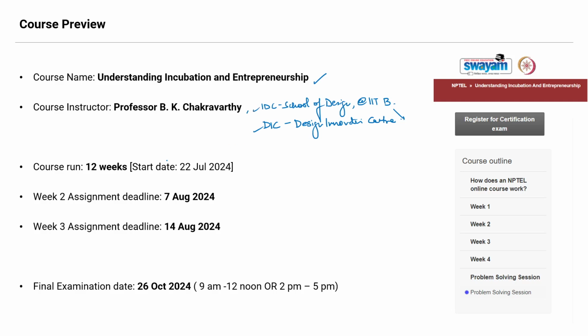All right. And as we have already mentioned, the course run is 12 weeks, started on July 22nd. The deadlines are important. The week 2 assignment deadline is 7th of August. And I think for week 1, it is also the same. However, for week 3, the deadline is 14th of August. So you can see every week you have an assignment deadline.